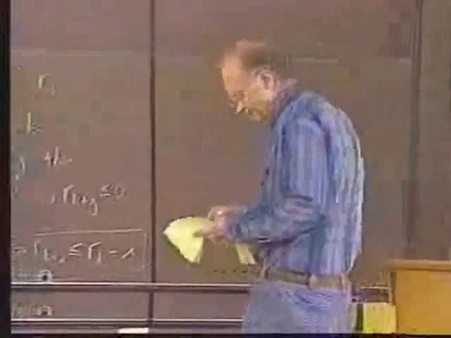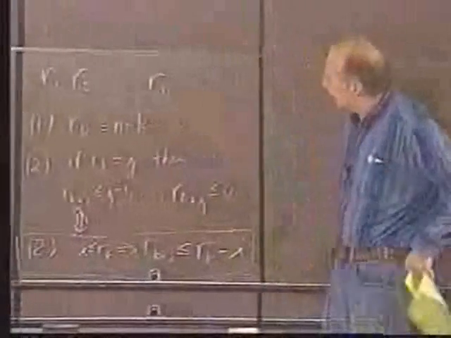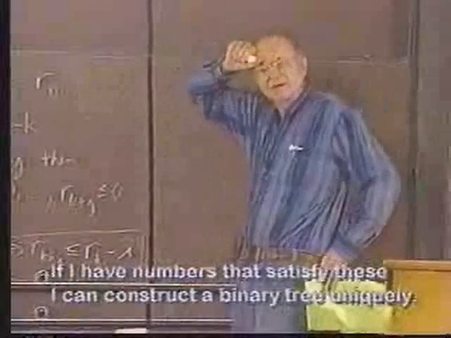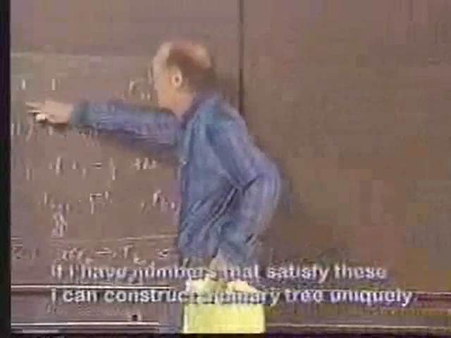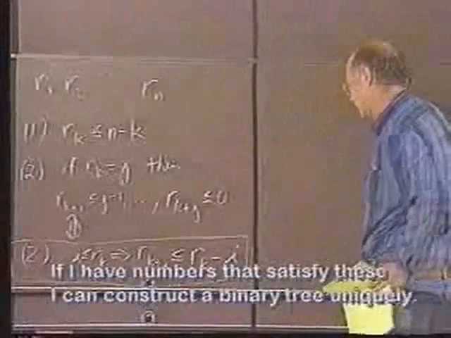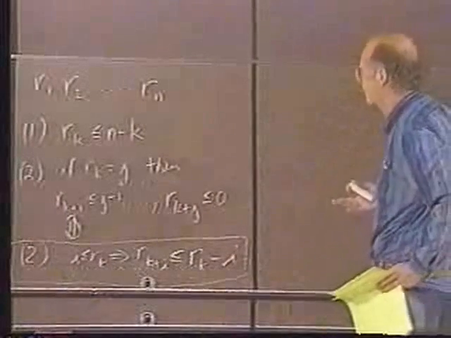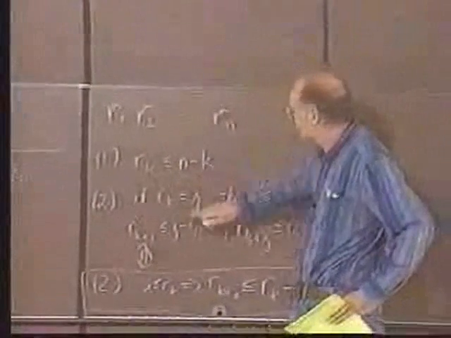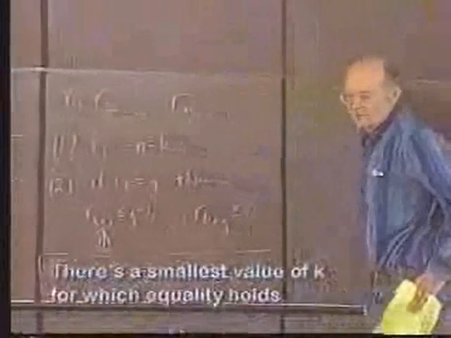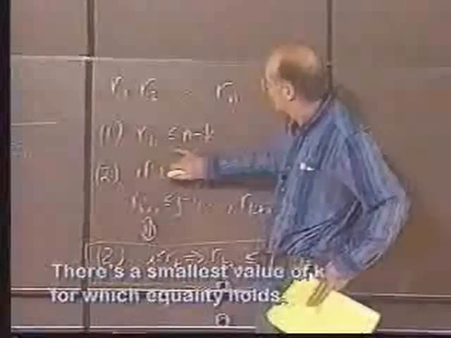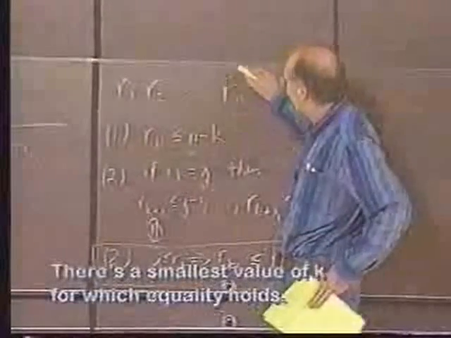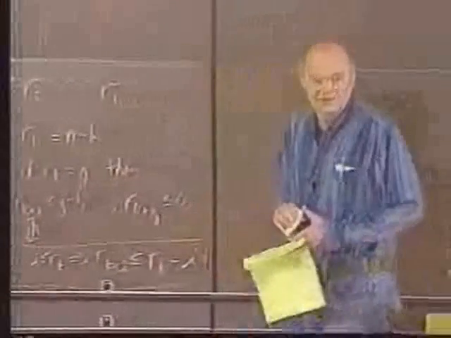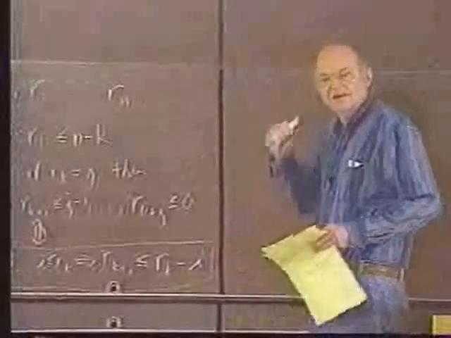Okay, so now if we do that, I want to say that if I have numbers that satisfy this, I can construct a binary tree uniquely that has these as the sizes of the right subtrees. I won't go through a formal proof. It's intuitive, but we get the idea that there is a smallest value of k for which equality holds. It certainly holds true for k equals n, since the last guy is always zero. There might be earlier ones where R sub k equals n minus k. In that case, I take the very first such k, and that's going to be the root of the tree.